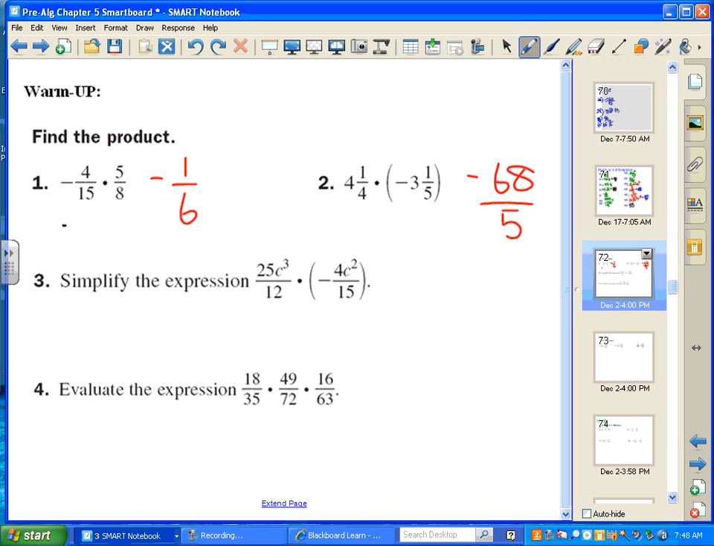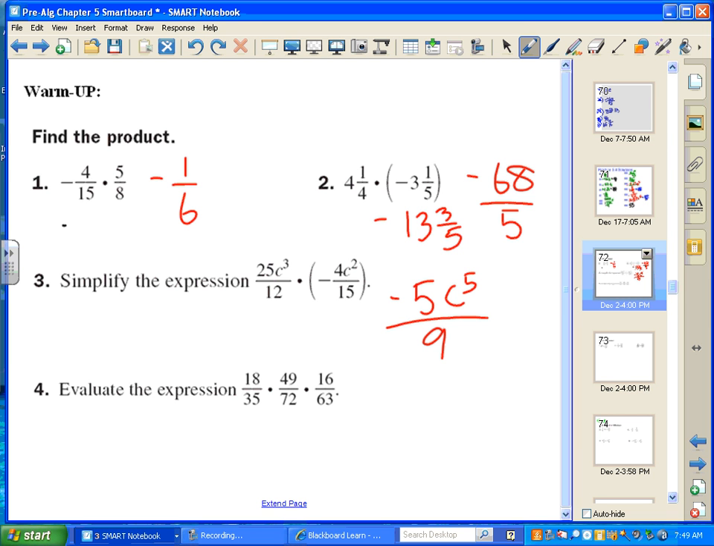Mary? Oh, okay, what mixed number for number 2? Oh, sorry. That's okay. Okay, Alyssa, that's okay. Good, -13 3/5. Okay, number 3. Justin. Good job. -5 c to the 5th over 9. Number 4, Adam.